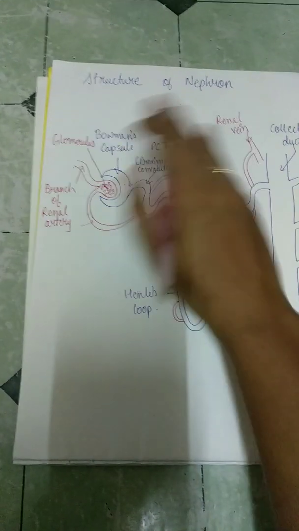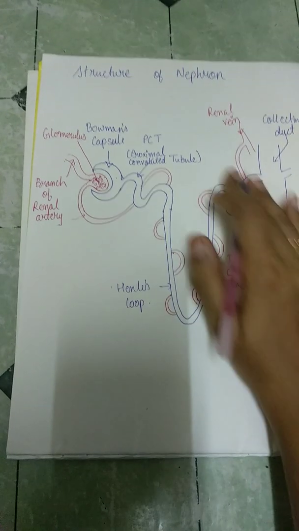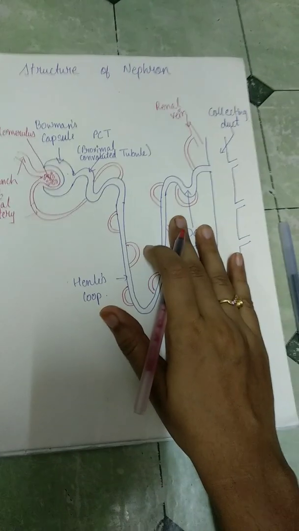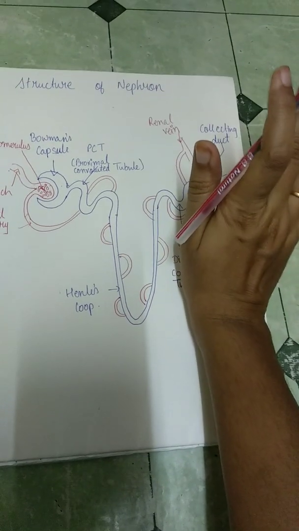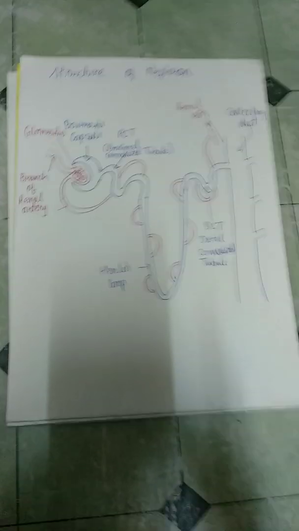So in the nephron, the process of urine formation will happen, blood will get purified, and finally the pure blood goes into a renal vein. So this is the structure of nephron.